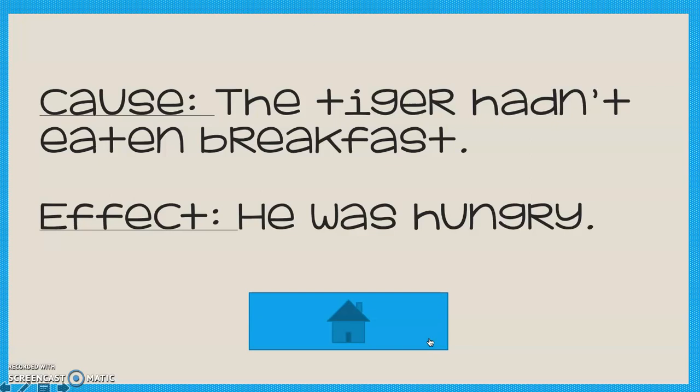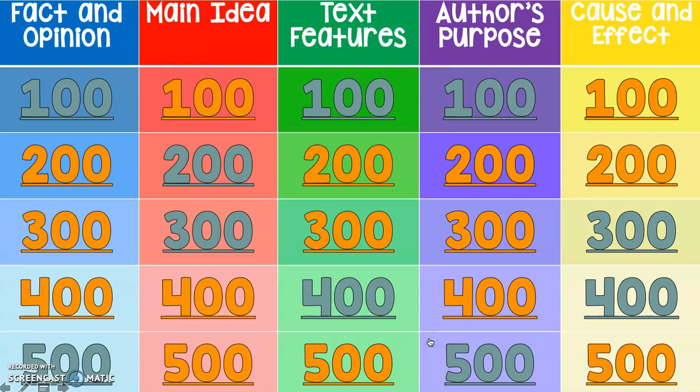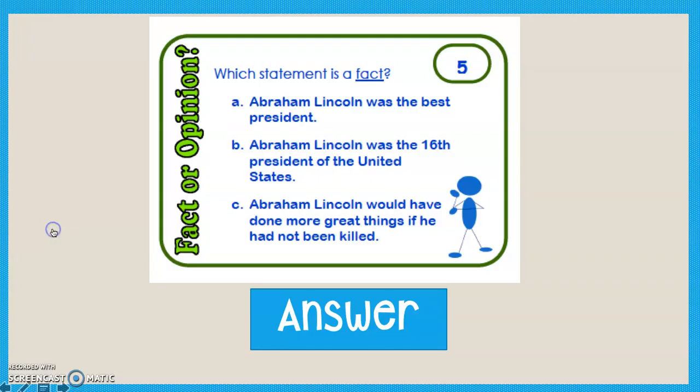In our sentence, it didn't come first. The cause wasn't written first, but it doesn't always come first in the sentence. It has to happen first. All right, back to home. Let's see. Let's go for fact and opinion for 300.